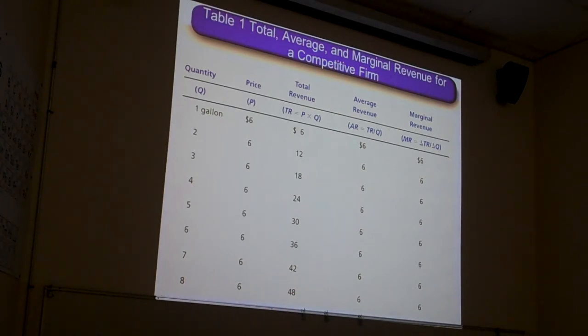Everybody understand this? If I sell 5 units, what's the marginal revenue of the 5th unit? Same as the first. Which is? $6. What's the average revenue of the 4th unit I sell? $6. Everybody cool with that? See where that's coming from?